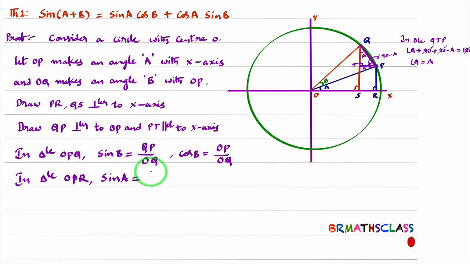What is opposite side here? Opposite side is PR divided by hypotenuse, which is OP. Now you observe in triangle QTP, you observe this triangle QTP. Here it is a right angle triangle.